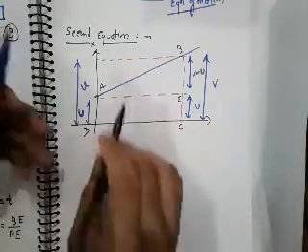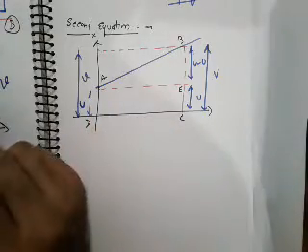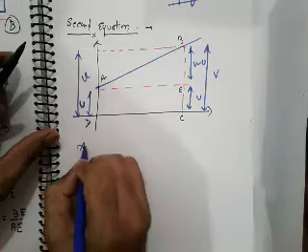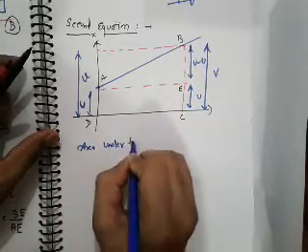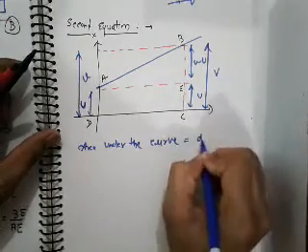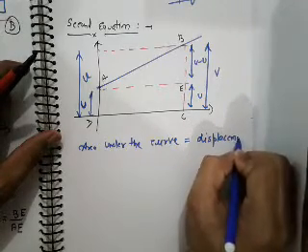Since we already know that the area under the curve in a velocity-time graph gives displacement, we are going to start from here. Area under the curve gives displacement. It means that displacement.